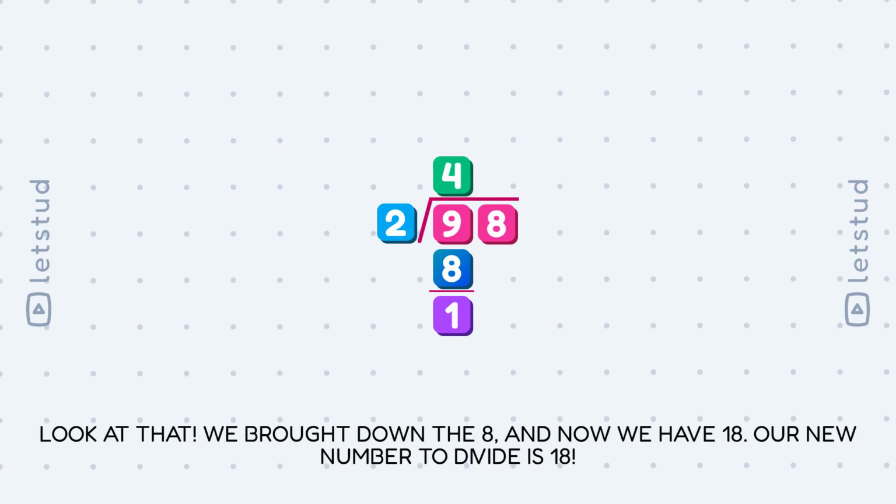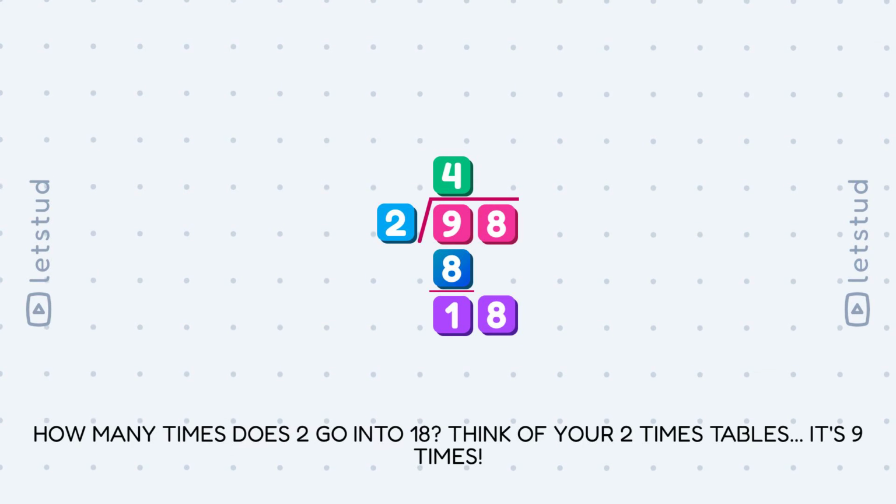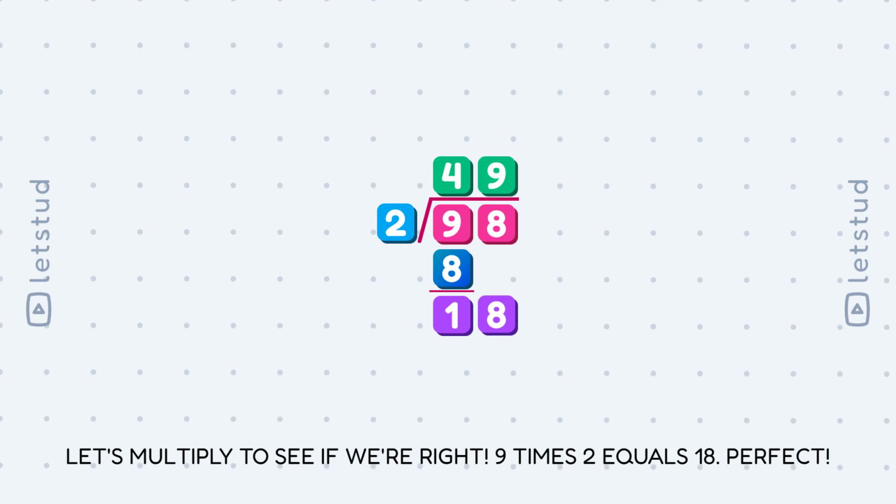Look at that. We brought down the 8 and now we have 18. Our new number to divide is 18. We're using both digits now, so we have 18 to work with. No digits to carry over. How many times does 2 go into 18? Think of your 2 times tables. It's 9 times. Let's multiply to see if we're right.